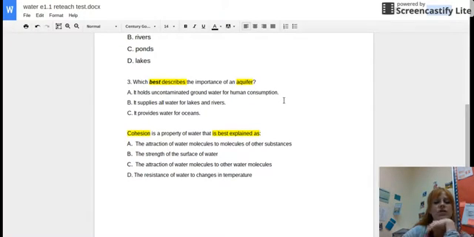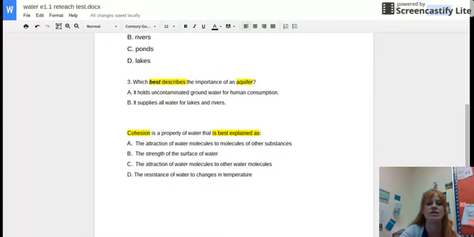C, it provides water for oceans. Well, I know right off the bat I can get rid of C because that's just a bad answer choice. It doesn't have anything to do with salt water. All right, so then I have A and B. It holds uncontaminated groundwater for human consumption or supplies all water for lakes and rivers. Well, the aquifer doesn't really supply water for the lakes and rivers, but it does hold water underground, and it's been filtered through the soil and the rocks, so it's nice and clean water that we can drink. So my best answer choice is A.